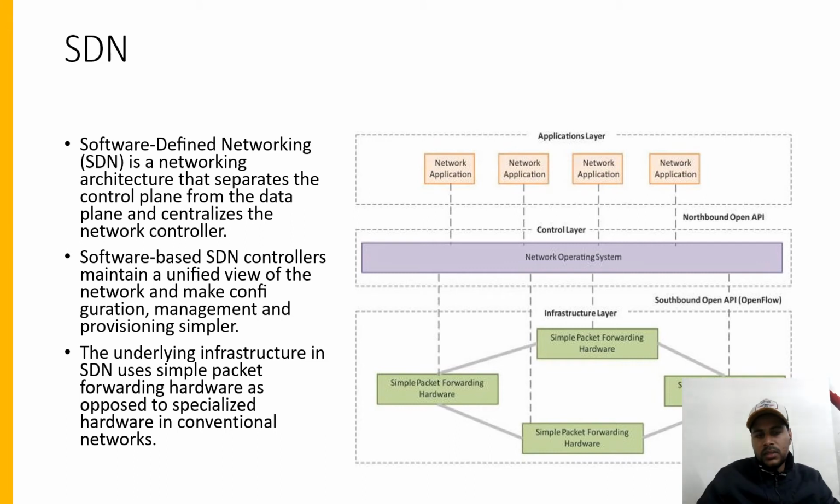The underlying structure in SDN uses simple packet forwarding hardware as opposed to special hardware in conventional networks. In SDN, there is an application layer having various network applications, and in between there is a NOS, network operating system, and then they are connected to the infrastructure layer having simple packet forwarding hardware. Simple packet forwarding hardware are connected all around. This is the architecture for software defined networking, which basically separates the control plane from the data plane and centralizes the network controller.